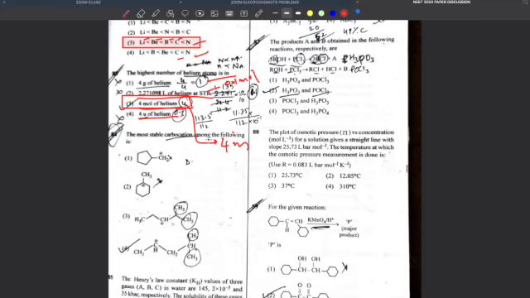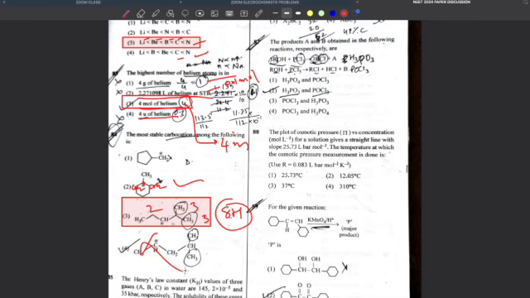Next one, the most stable carbocation among the following is. The most stable carbocation is the one with more hyperconjugated structures. So the answer looks like 3, because we have 3 plus 3 plus 2, a total of 8 hyperconjugative structures possible here. So this is 2 degree whereas this is 3 degree, right? In the 3 degree, there is CH2, CH2, and CH3, so 4 plus 3. First we have to check the degree and hyperconjugative structures. So this one is out of the race, we don't consider this.